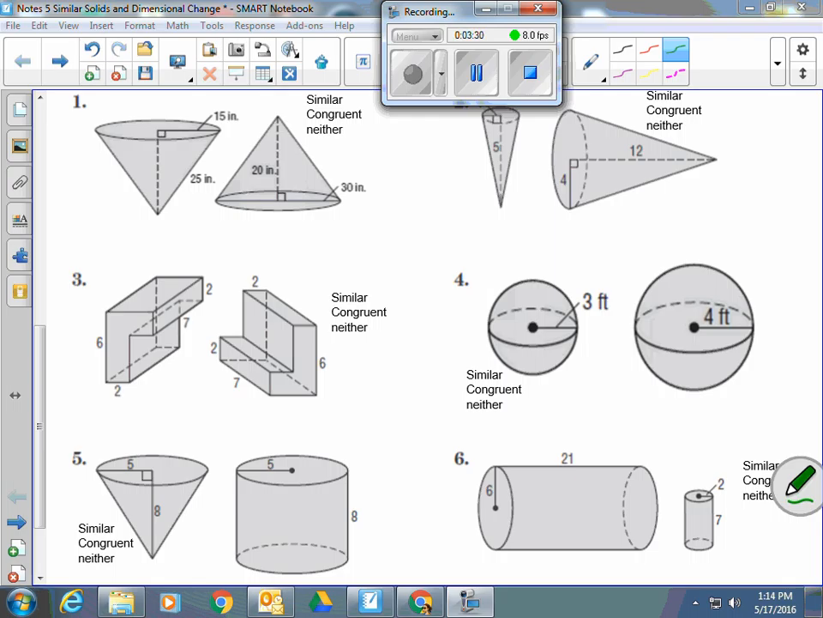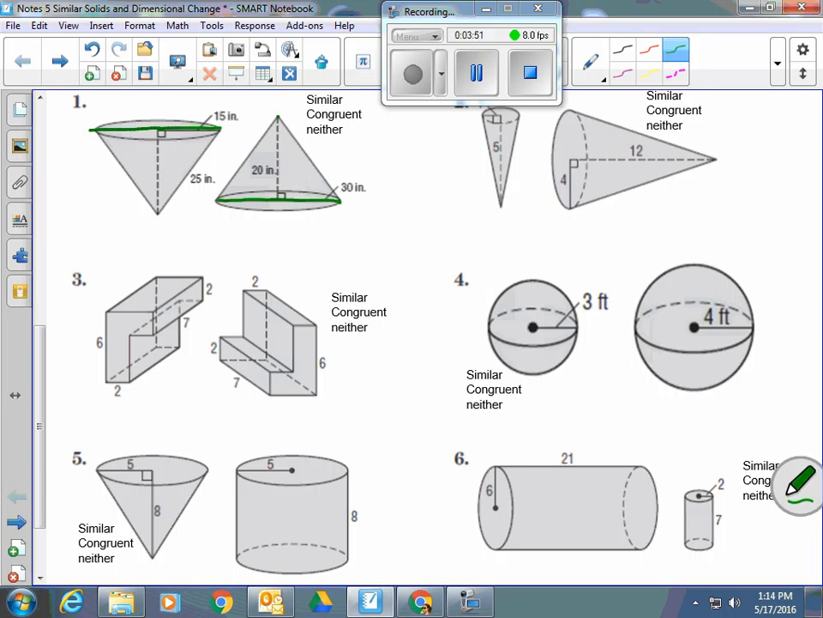So the first question is, are they the same shape? Yep. They're both cones, right? This one says that this line is 30. What's that line? 15. Diameter. Oh. This line right here is 15. What is that? A radius. So how big is the diameter going to be? 30. Oh, you mean the same as the other one?